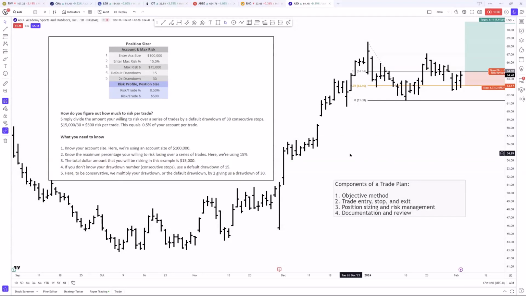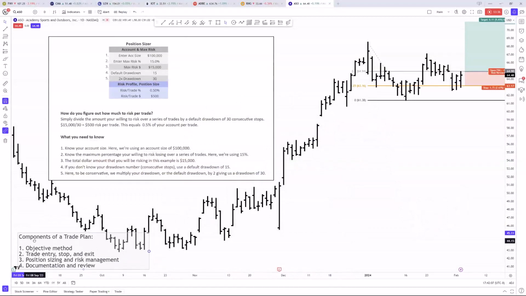I like to, every 5% my account moves, add it to the total or subtract it from the total and adjust my size. But that's the basics. You want to know how much per trade, and then you do that every time. Factor in 30 consecutive losses in a row. That's your drawdown. Now you can play with these numbers a little bit and come up with yours. So now let's do the plan.